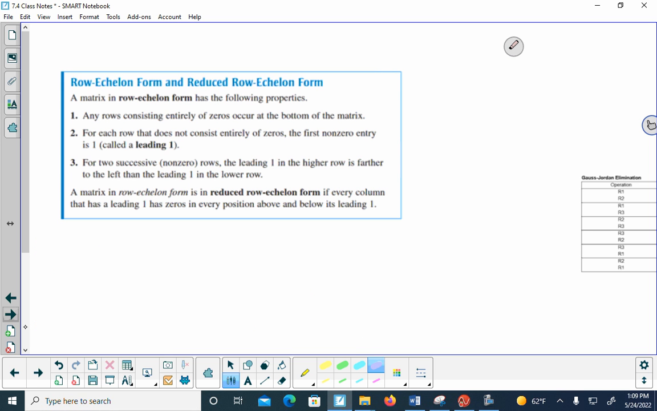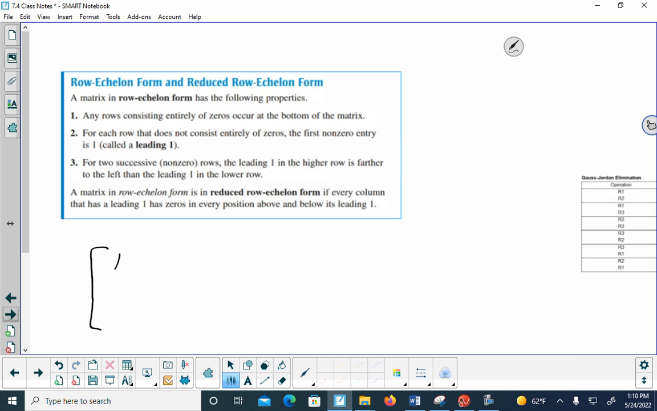When I look at the row echelon form and reduced row echelon form, I'm going to use my matrix to solve my system of equations. So here are the steps that it gives me. It says for any rows consisting entirely of zeros, they are grouped together at the bottom of the matrix. For each row that does not consist entirely of zeros, the first non-zero entry is a 1, called the leading one. For two successive non-zero rows, the leading one in the higher row is further to the left. So what that means is you're getting what's called reduced row echelon form.